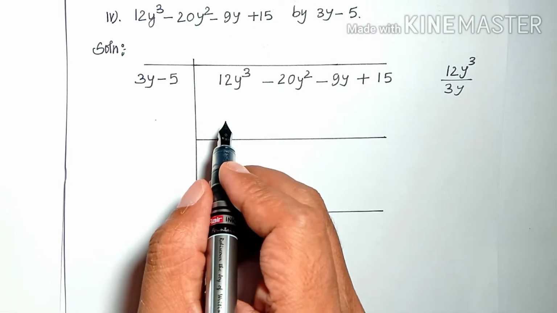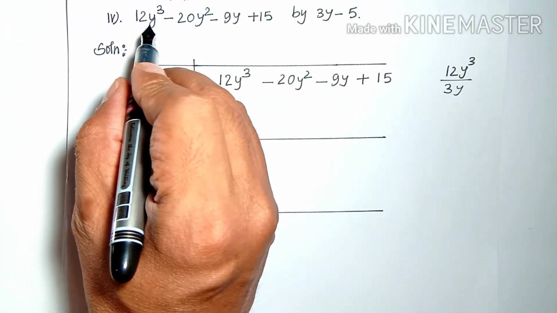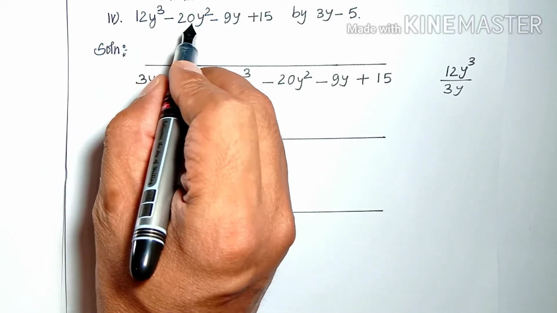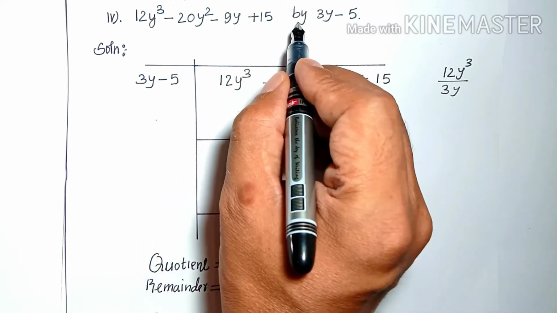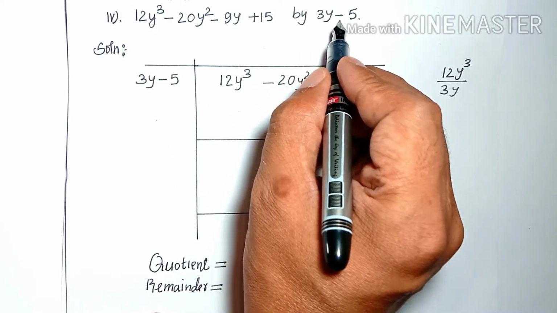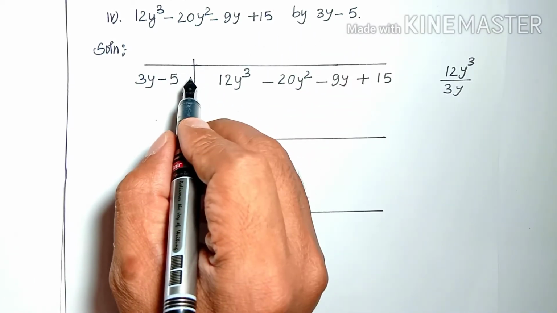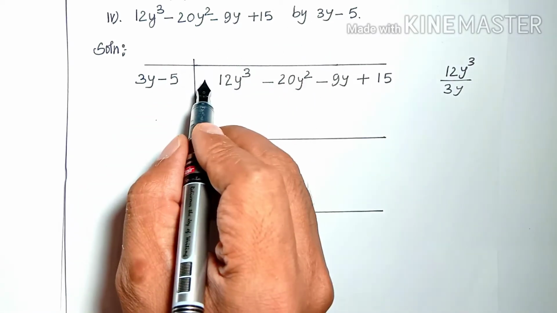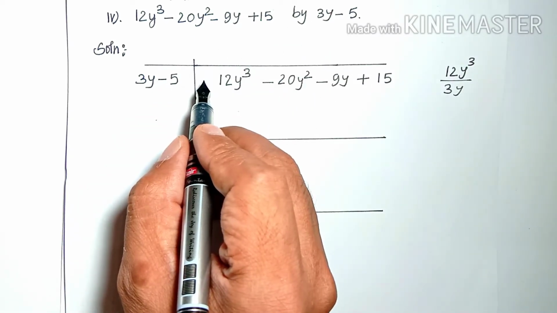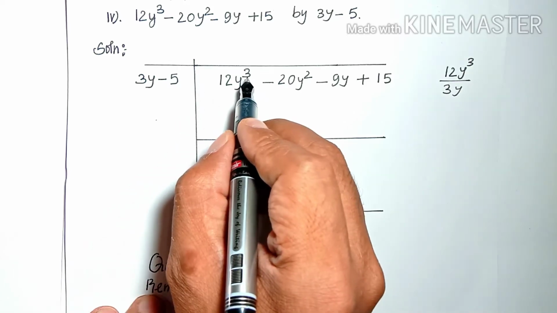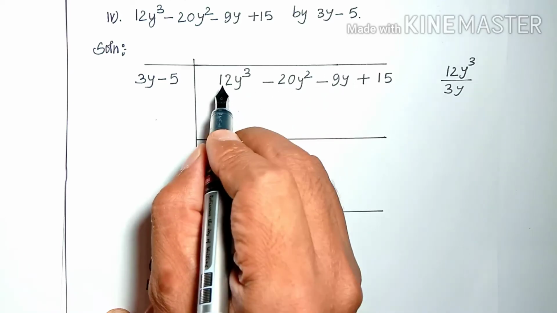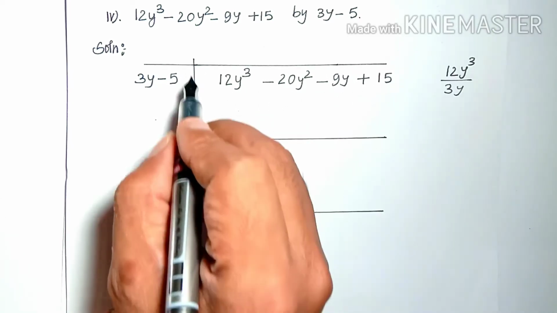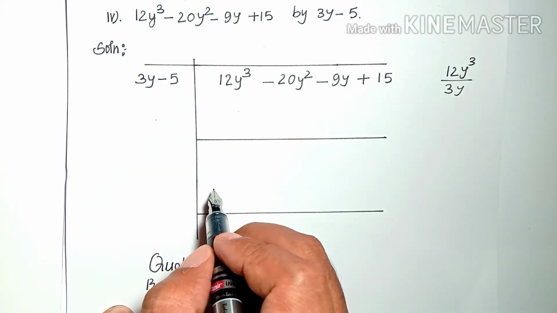The next one here, we can see 12y cubed minus 20y squared minus 9y plus 15 is divided by 3y minus 5. So right now, to divide these two, first you'll have to check whether they are in standard form or not. Right now we can see the powers are in decreasing order, which means they are already in standard form. So straight away we take the long division method.